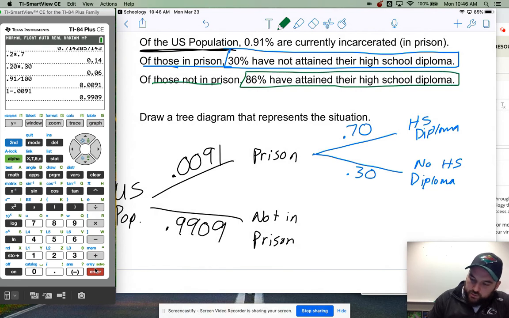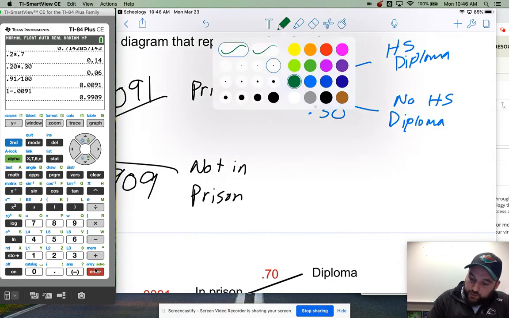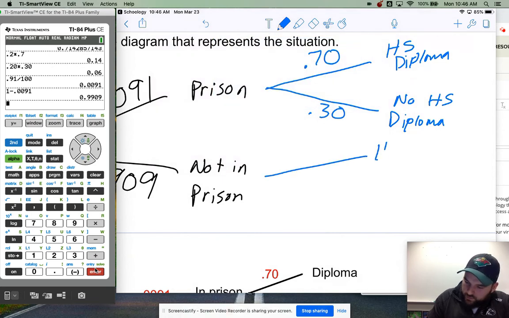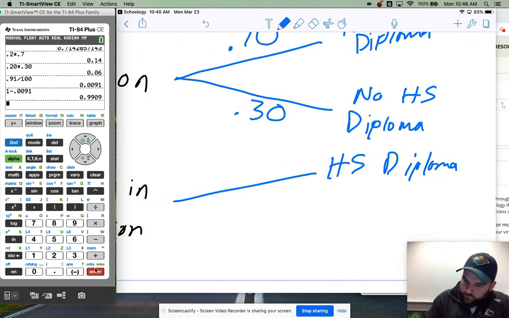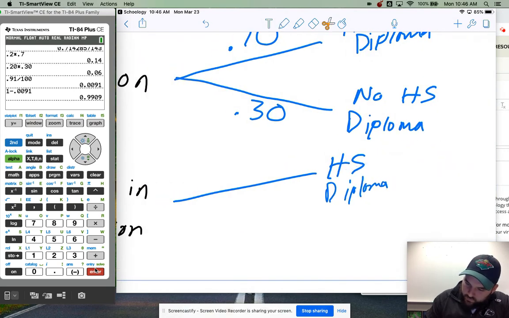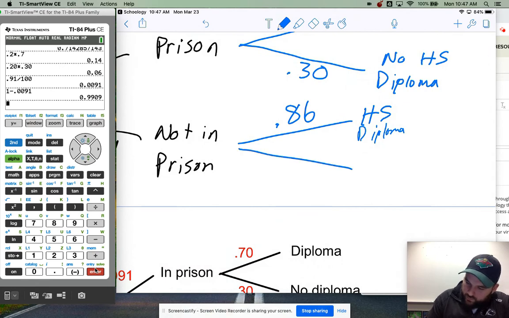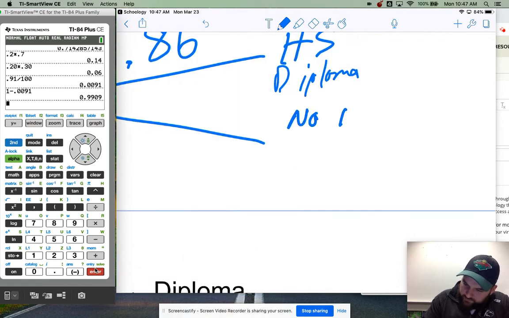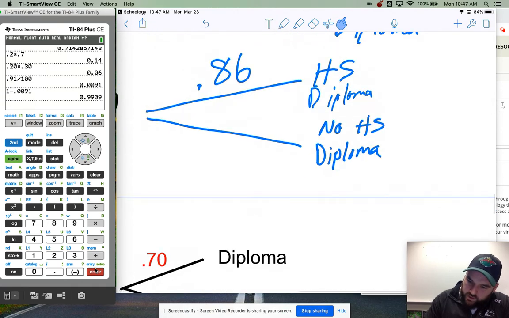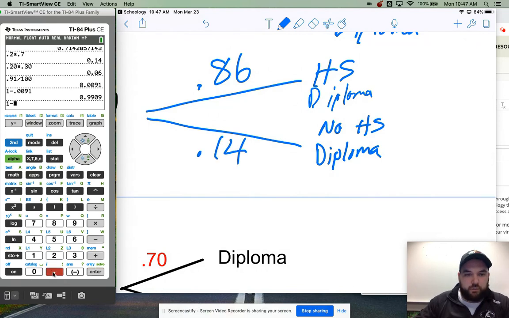high school diploma. So I'm going to do the same split for the people that aren't in prison. Okay, high school diploma. I'll move this down. So high school diploma is 86%. And then the people that don't have their high school diploma is going to be the rest, which 86%, that's 14% away. Again, you could do 1 minus 0.86 to get 0.14.